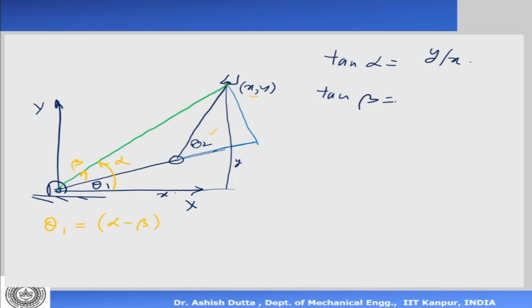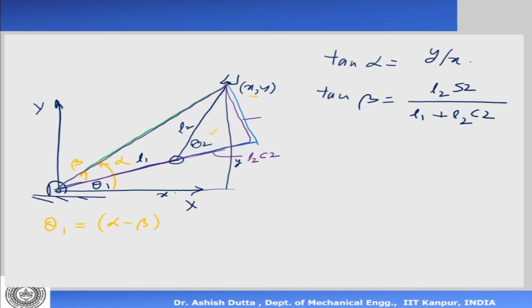What is tan beta? Tan beta is this triangle, the green and blue triangle, and the lengths are L1 and L2. So what is this equal to? The opposite is L2, divided by the base, which is L1 plus L2 cos theta 2. Let me draw it in some other color. This part is equal to L2 cos theta 2, and this part is equal to L2 sin theta 2. And this is my L1. Now we have got alpha and we have got beta.